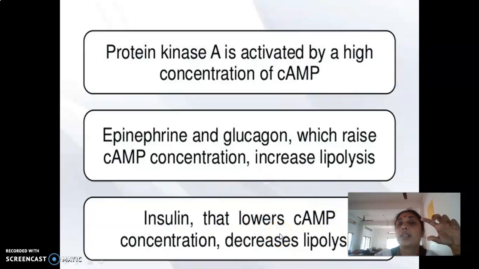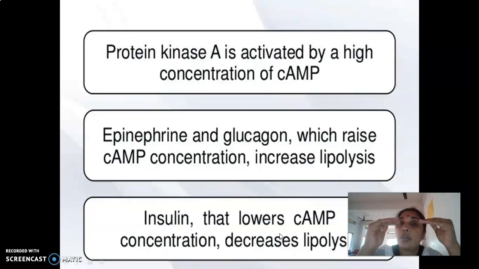Okay, because insulin is a hypoglycemic hormone. Its job is to reduce the glucose level. If there is enough glucose in the body, then further lipolysis has to be stopped. Lipolysis is needed whenever there is an energy demand, only then does TG have to be broken up, right? Otherwise it will be stored as such, right?